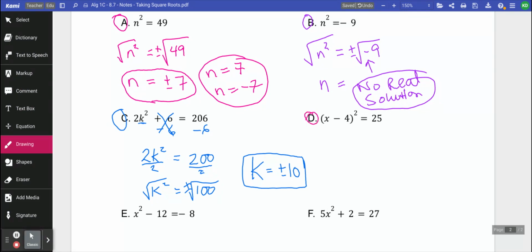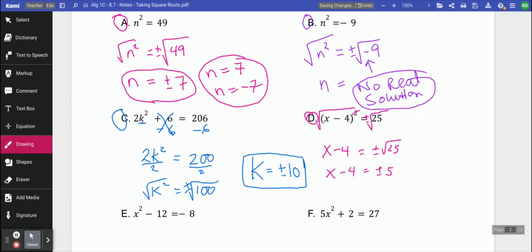Okay, for part D, we have this quantity being squared. So this one has parentheses. This one's going to work a little bit differently. We're going to go right ahead to square rooting both sides. Don't forget your plus or minus. When I square root, all it's going to do is cancel out that squared. So we're just going to get x minus 4 left over equals plus or minus radical 25. We know the square root of 25 is 5, so we're going to do plus or minus 5.